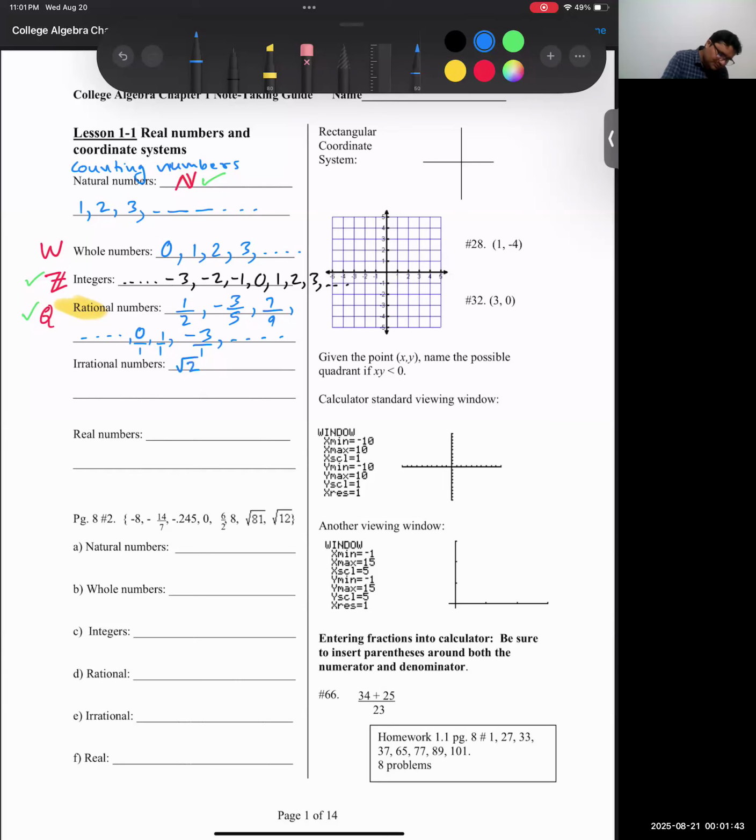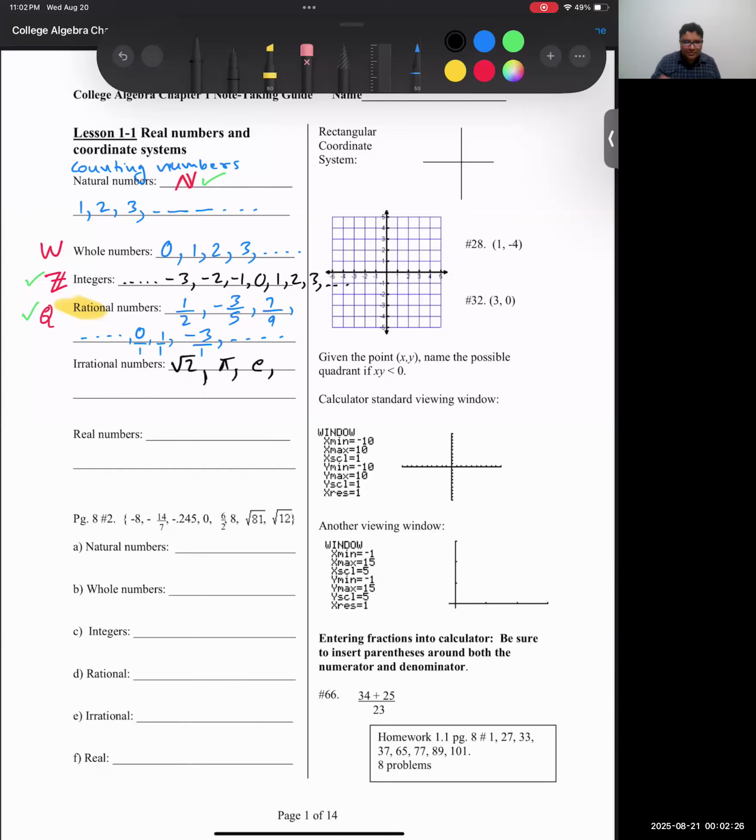For example, √2. Now, let me change the color of the ink. √2 would be an irrational number. Pi, the number pi that we know, the circumference of a circle divided by the diameter, that ratio is pi, 3.14 and so on. That is irrational. And there are other irrational numbers. There's a number called e, which you will see in mathematics quite often. Its value is 2.78 something. It goes on. That is an irrational number.